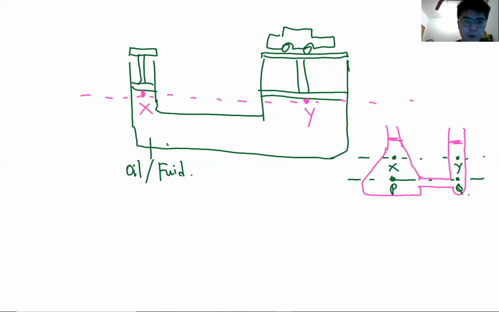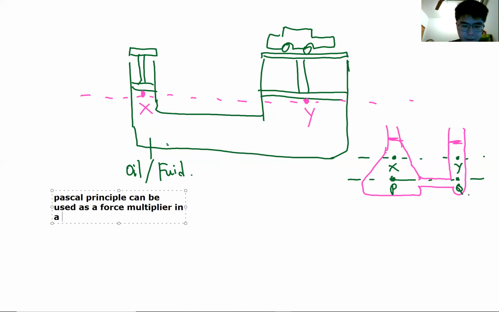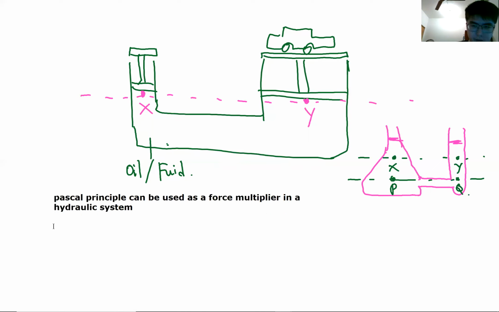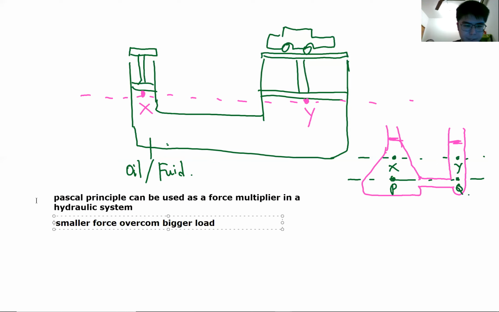Here I write down a few key points for you. You said that Pascal's principle can be used as a force multiplier in a hydraulic system. Okay, it can be used as a force multiplier, and also a smaller force can overcome a bigger load. Okay, this is number one and number two.